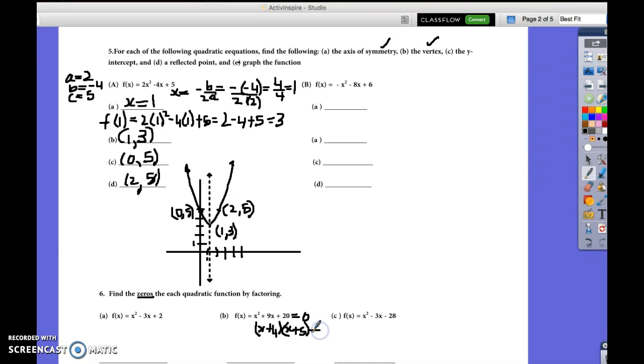And for this to be equal to 0, remember you're multiplying 2 things together to get 0. Either one has to be 0 or the other has to be 0. So how can this be 0? How can x plus 4 be 0? If x is negative 4, because negative 4 plus 4 would be 0. So you say x would have to be negative 4. That's one answer. And the other one, how can this be 0? For x plus 5 to be 0, then what? X has to be negative 5. Okay?